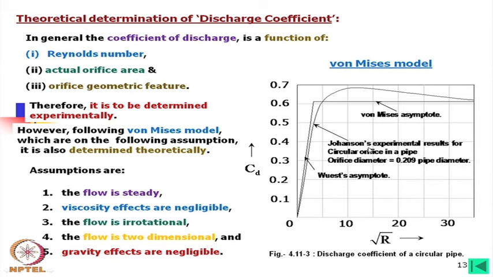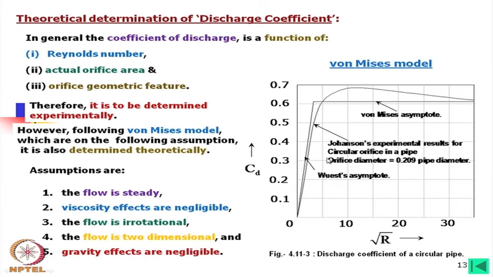His name is Johansson's, not Johnson, Johansson's. Okay. He found out the coefficient of discharge with respect to the Reynolds number, but for the scaling we have to take root R.